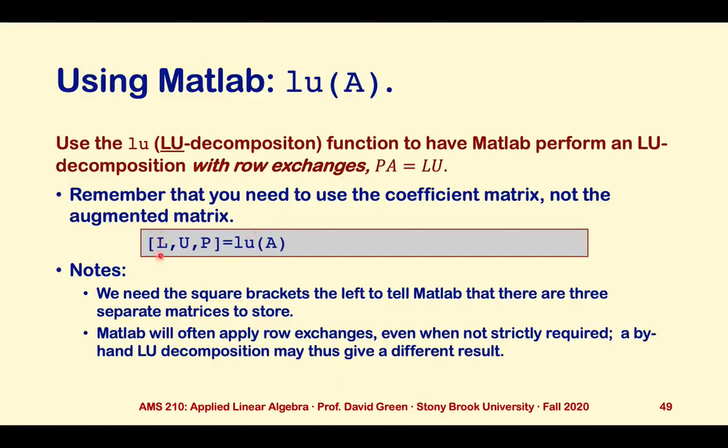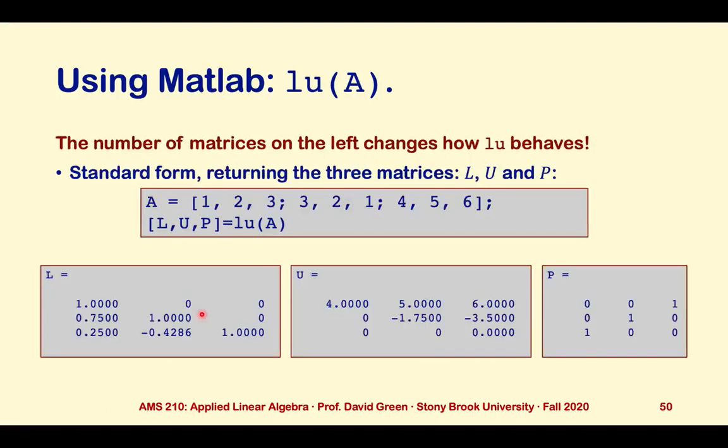We need to specify where Matlab should store those. Here I'm just using the symbols L, U and P. You can use other names for them. We need these square brackets here to let Matlab clearly know that there are 3 different answers that this function is going to spit out, and to put them into each of them as appropriate.